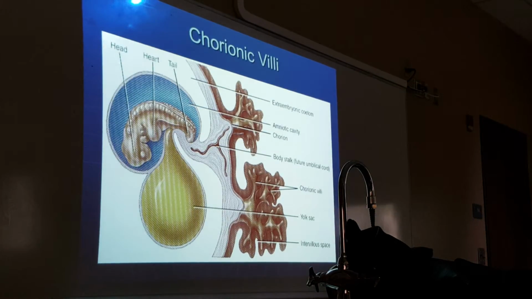Okay, so you can see here we have the umbilical stalk and about a 5-week embryo, the yolk sac, amnion, and you see the chorion way out here. And you can see chorionic villi and intervillus spaces. What do we find in intervillus spaces? Maternal blood. That's a good quiz question.